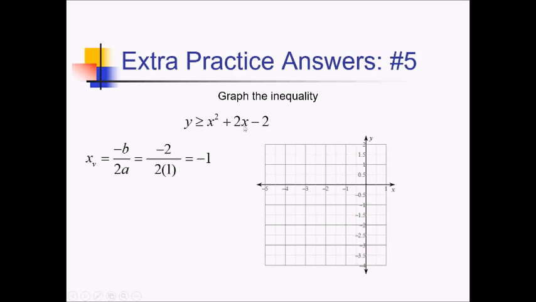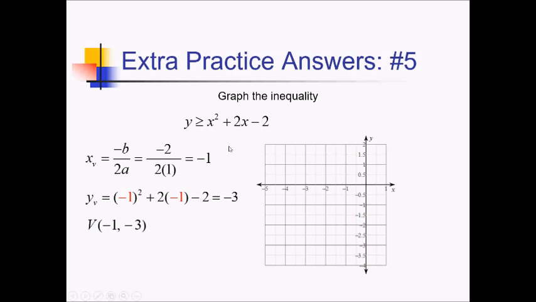Plugging that back into the original, we have negative 1 squared plus 2 times negative 1 minus 2. So this is going to be positive 1. Positive 1 minus 2 is negative 1. And then negative 1 minus that last 2 gives us negative 3. So our vertex then is negative 1 comma negative 3.